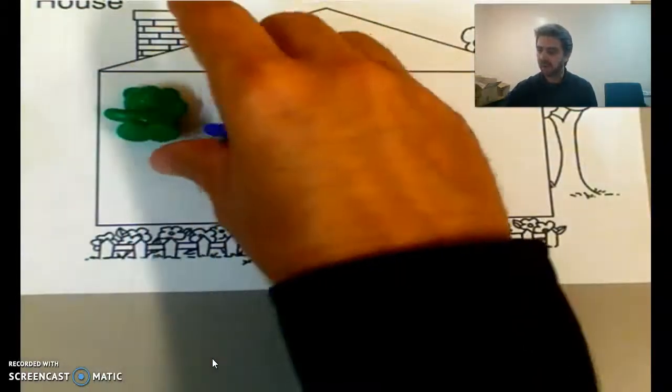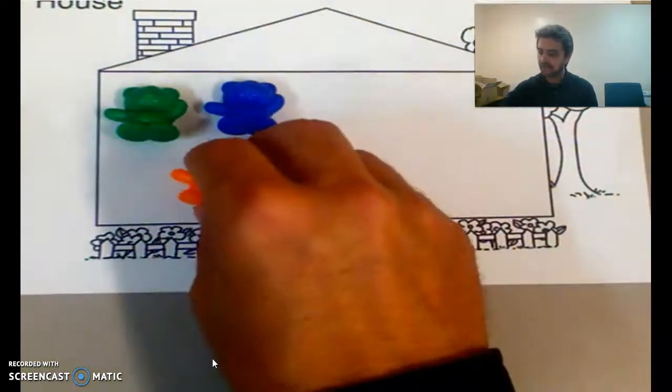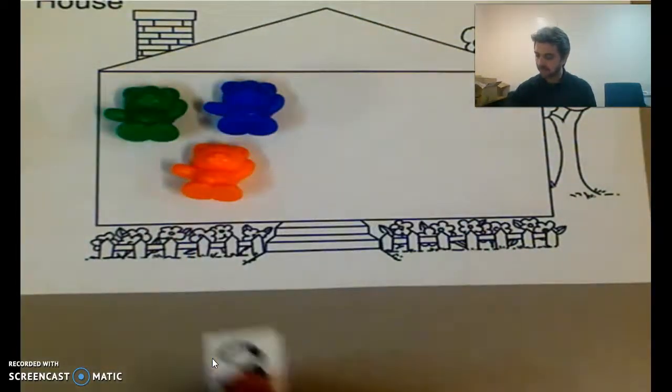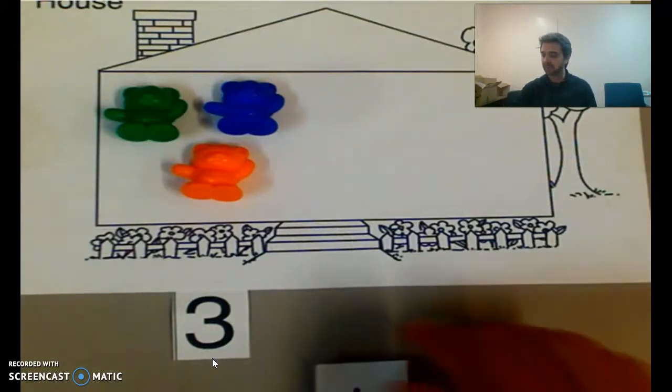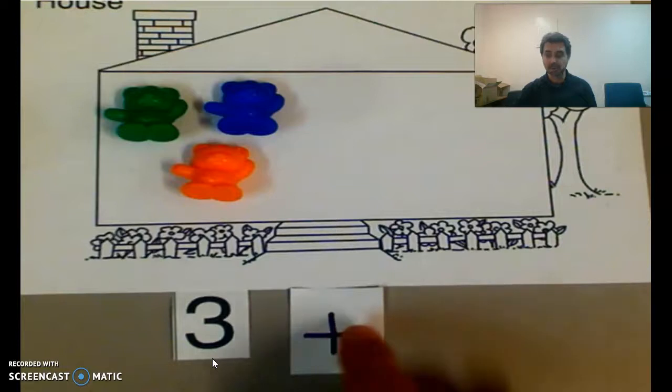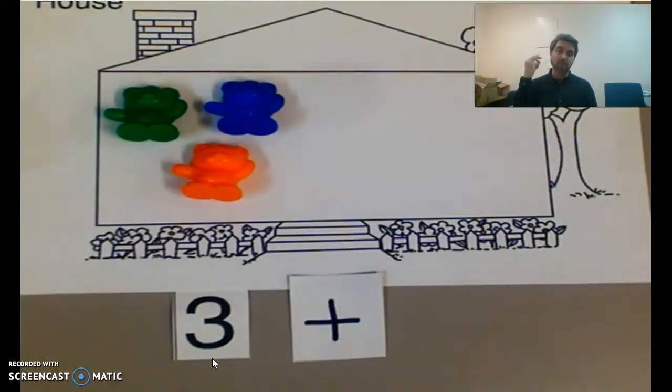Let's say that there are 3 bears in the house. So let's get our 3. Okay, and they made too many honey pancakes, and they want to invite some people over to help finish them off. So they're going to invite some bears over. So we're going to add some more bears. So I'm going to use my plus sign. We're going to add some more bears. They invite 3 more friends over. It's going to be a party.